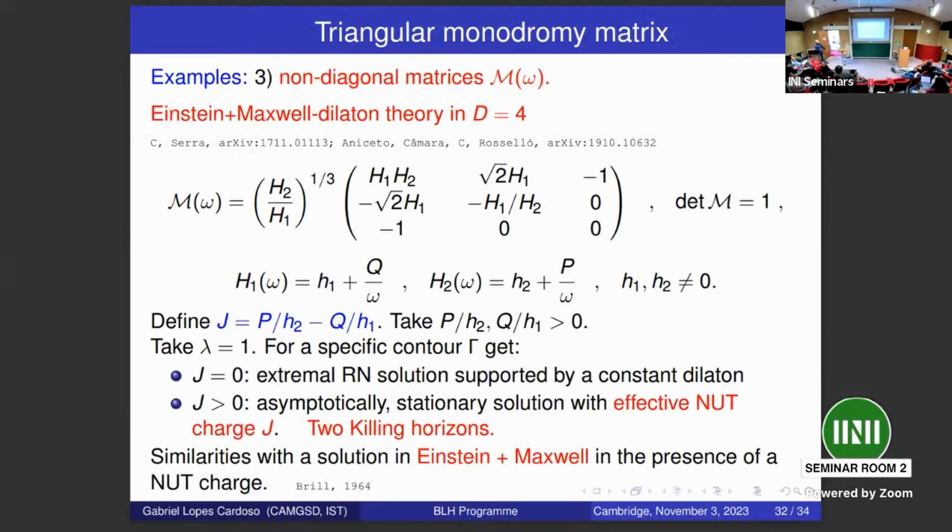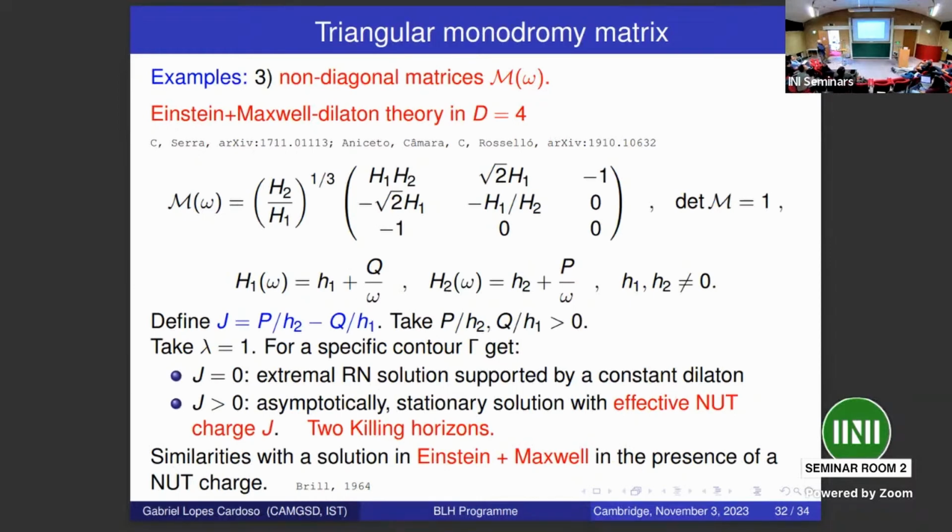Now, this was all about diagonal matrices. Now, you can also ask, what about non-diagonal matrices? So here I have an example. Well, I call it a triangular monodromy matrix, but it's actually mirrored. It's not really a triangular matrix. It's mirrored. Here's an example of a 3 times 3 matrix.